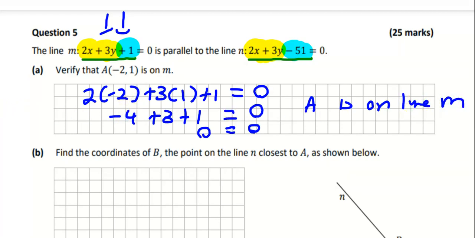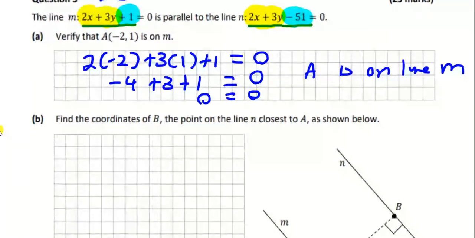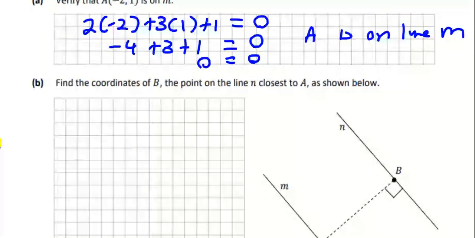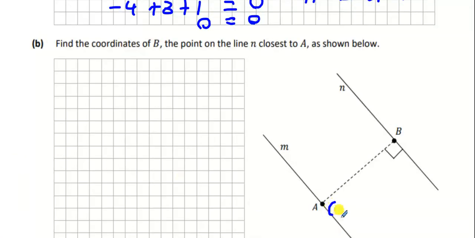Now, point A is minus 2, 1. So here's a diagram, and this is minus 2, 1. And it wants me to find the coordinates of the point B. What I could do is find the equation of this red line here, then do the point of intersection between this red line and this line N, and that'll tell me what B is right there.